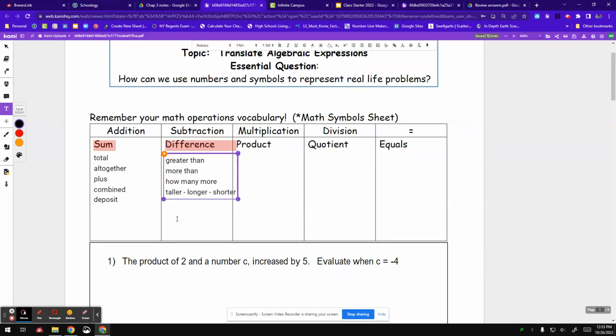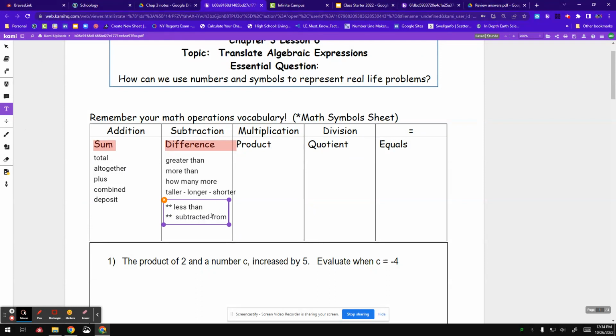There's a couple of tricky ones in subtraction. And the tricky ones that I put a star next to are: if something is less than, that's an order switcher. If X is less than 10, it doesn't mean X minus 10. It actually means 10 minus X. So we call that an order switcher, and also subtracted from is an order switcher.